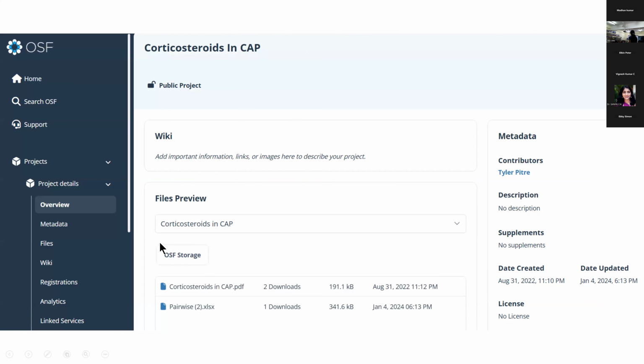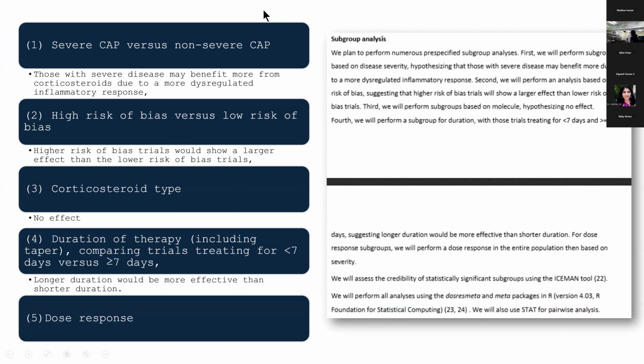To look at whether they have done an a priori hypothesis, the first step is to actually look at the protocol. They have registered their study in the Open Science Framework and uploaded this in 2022. If you look at the protocol, these were the subgroups they have planned. One is, like Amrita said, they looked at severe community-acquired pneumonia versus non-severe community-acquired pneumonia.